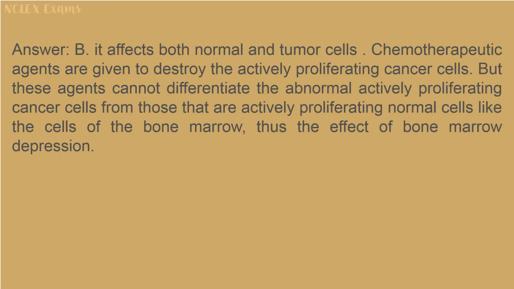Answer: B. It affects both normal and tumor cells. Chemotherapeutic agents are given to destroy the actively proliferating cancer cells. But these agents cannot differentiate the abnormal actively proliferating cancer cells from those that are actively proliferating normal cells, like the cells of the bone marrow, thus the effect of bone marrow depression.